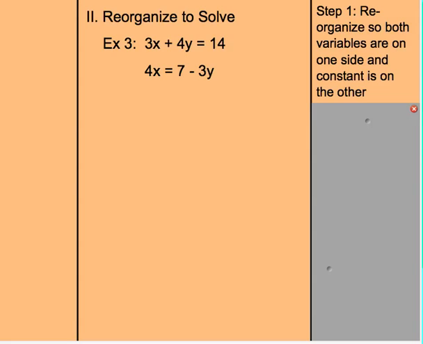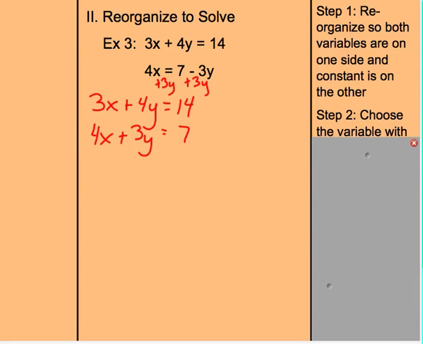So looking at my first equation, it's already organized nicely, so I'm just going to rewrite it. And my second equation, I just need to move my 3y so that it's over on the same side as my 4x. And we get 4x plus 3y equals 7. So now when I'm deciding on a variable to eliminate, they both have the exact same coefficients, 3 and 4. So I can choose either one. I think I'm going to go ahead and eliminate my y's.